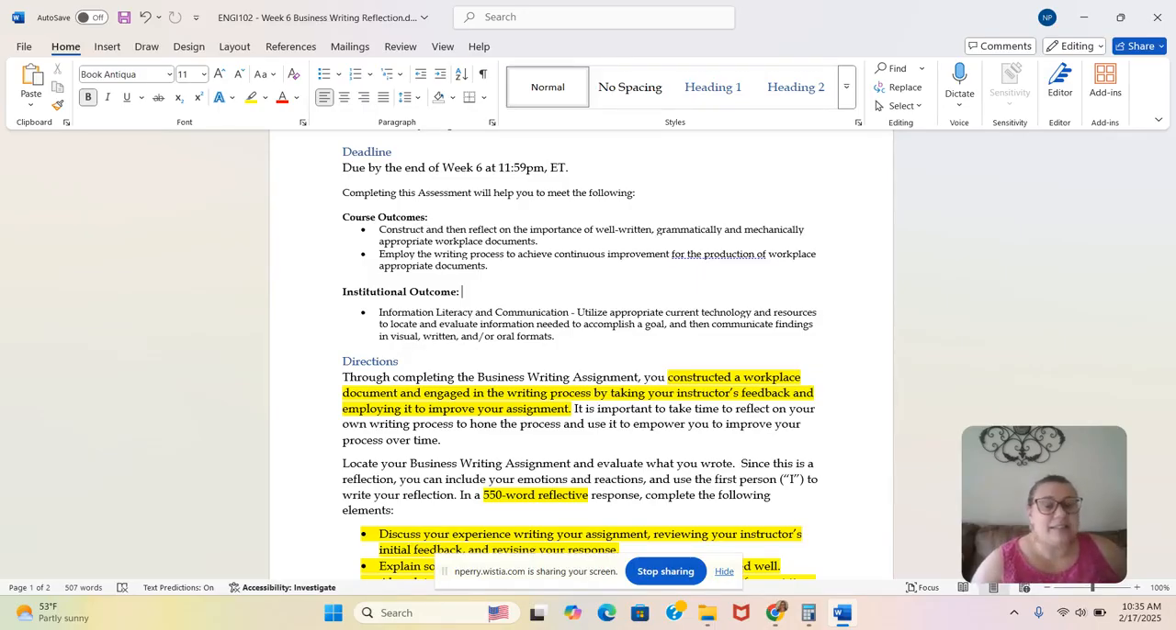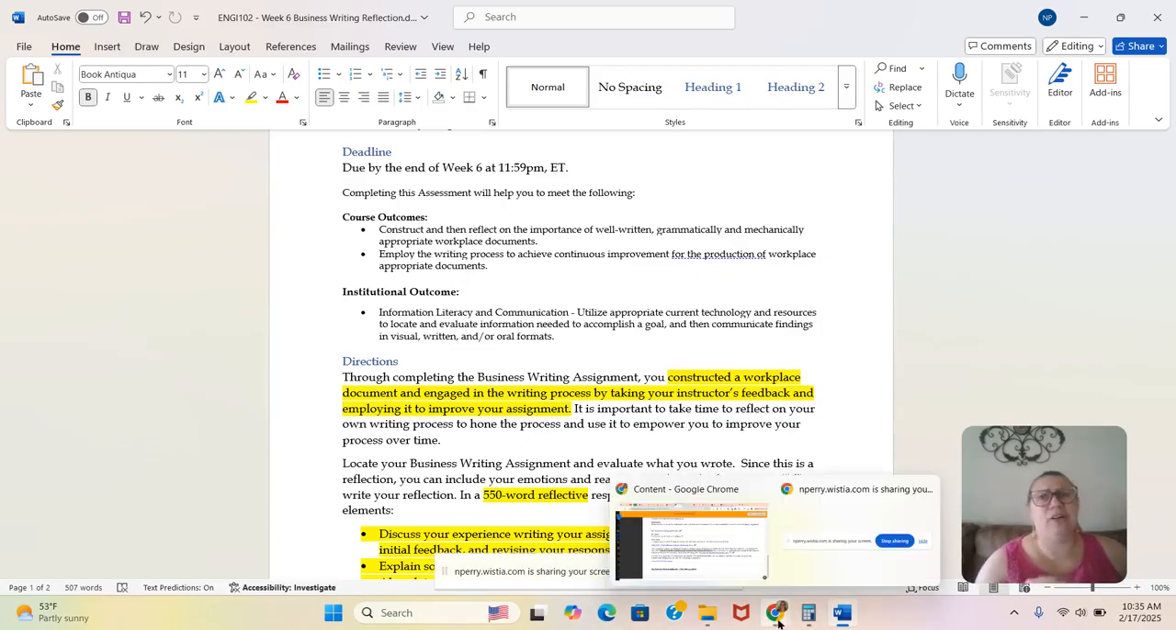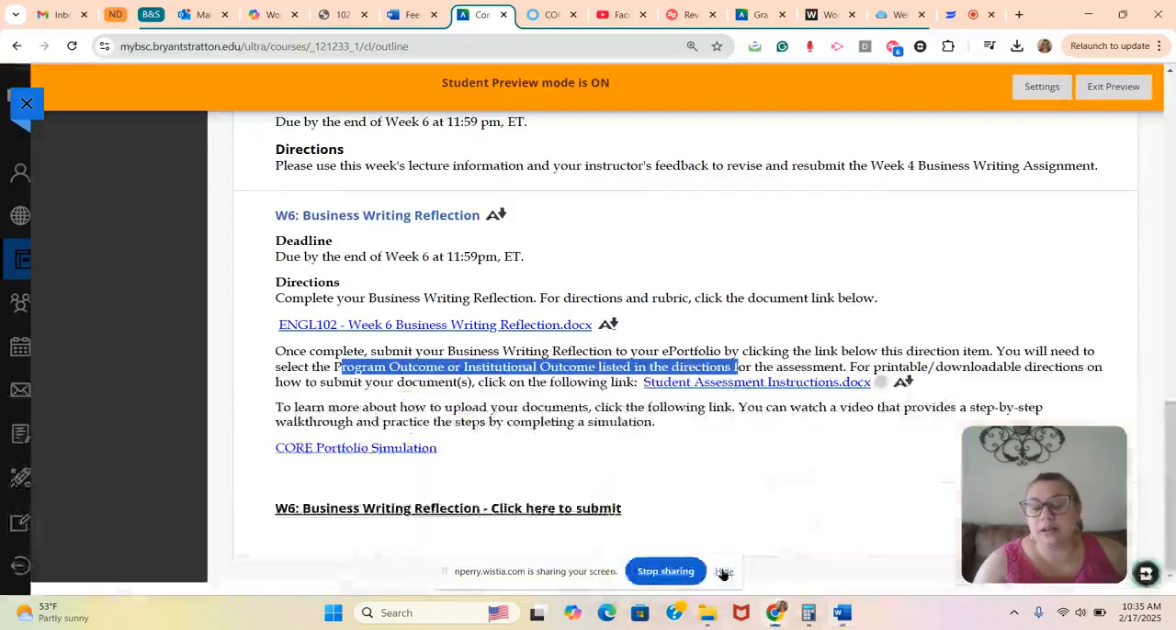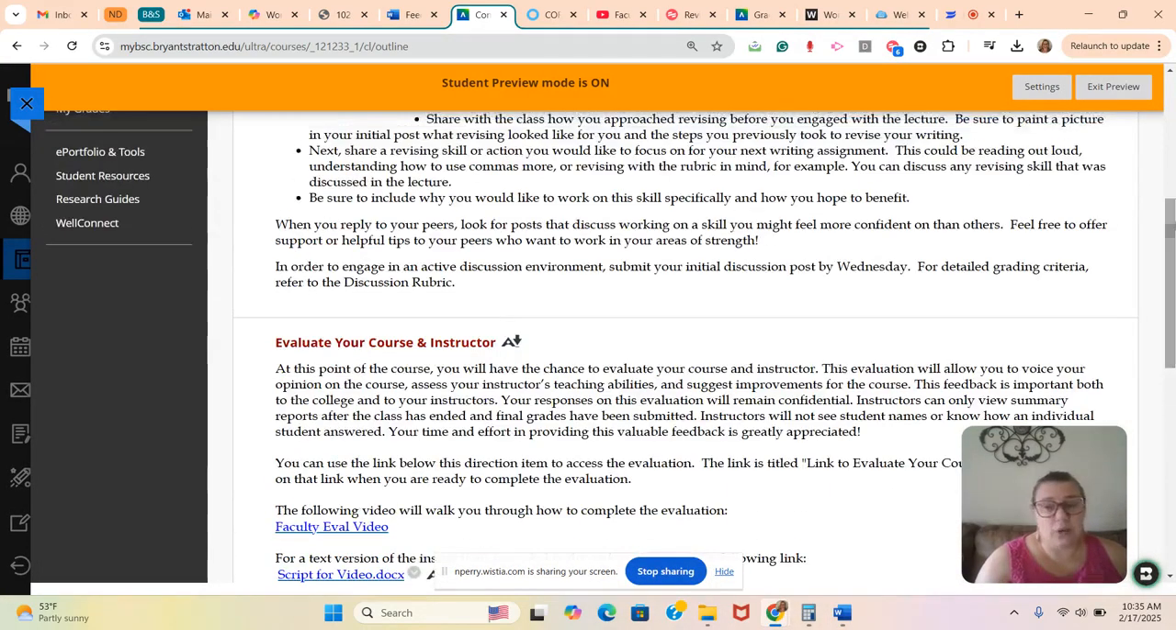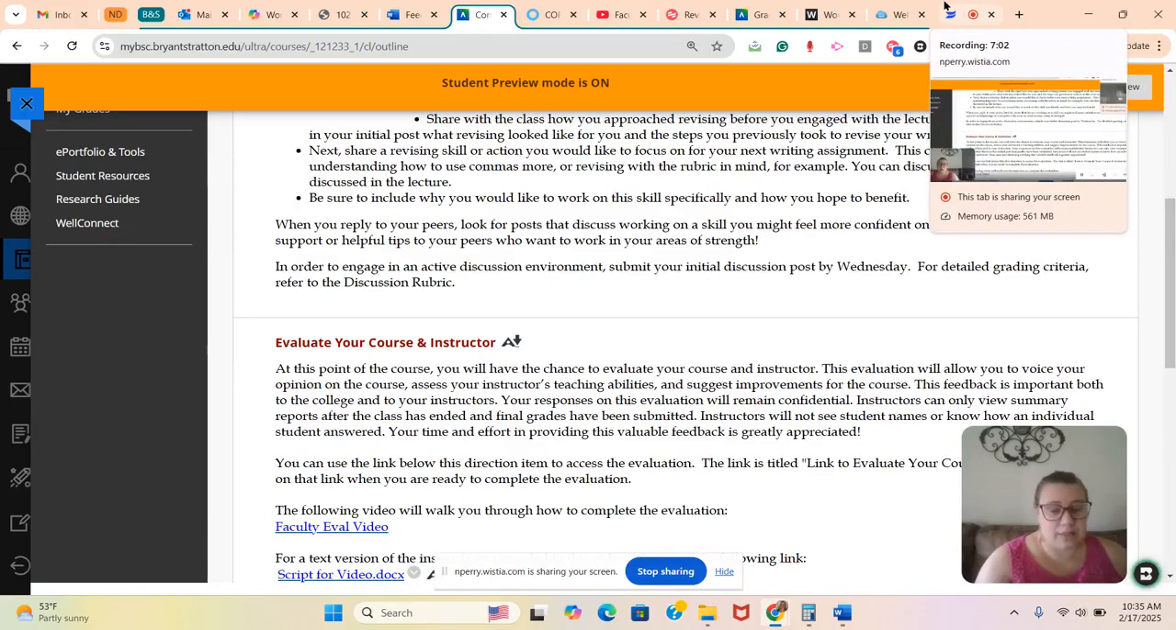Institutionally is information literacy and communication: utilizing appropriate current technology and resources to locate and evaluate information needed to accomplish a goal, and then communicate findings in visual, written, and or oral formats. So make sure that those are the outcomes that you are choosing. It's just right there on the instructions, so that makes it easy. You don't have to try to figure out, oh my gosh, which ones of these did we cover? It's right there. If you have any questions on anything, as always, please let me know. I am more than happy to help however I can.